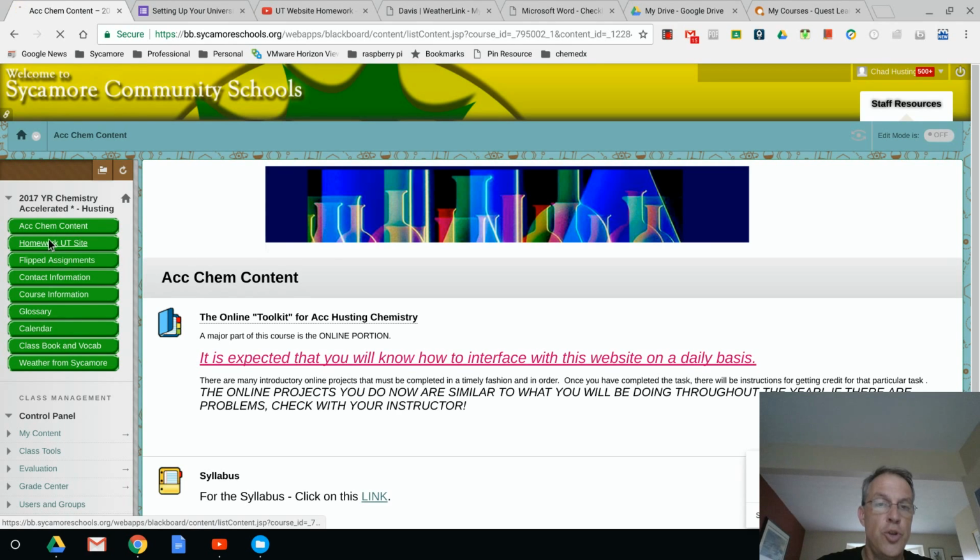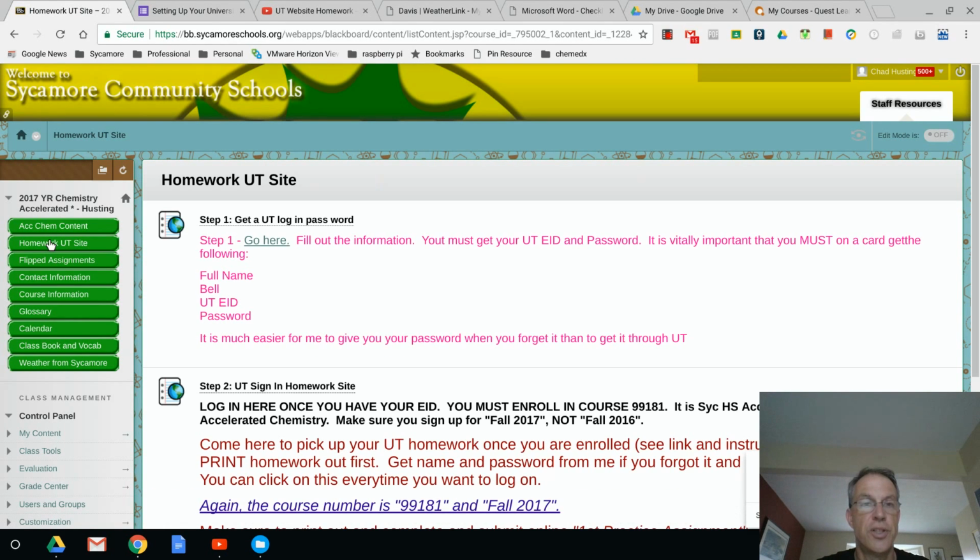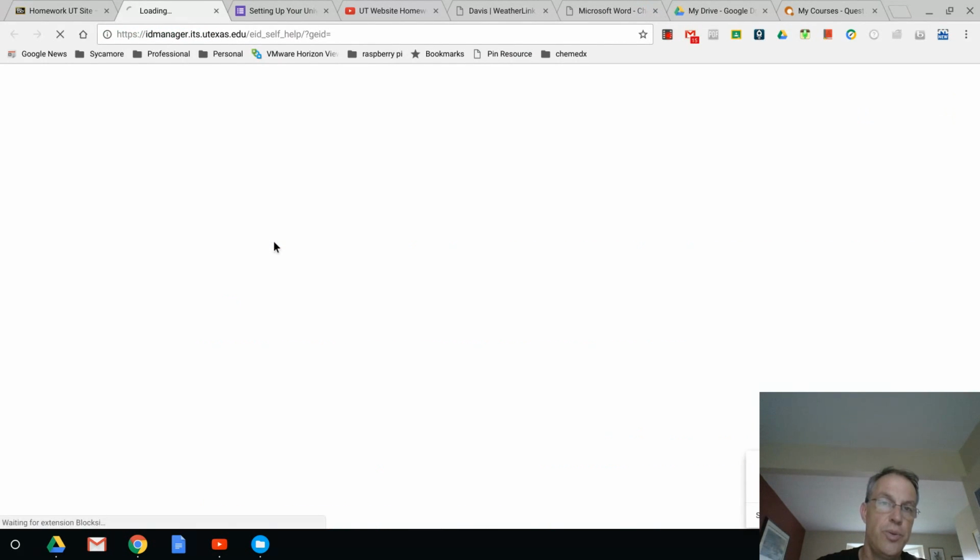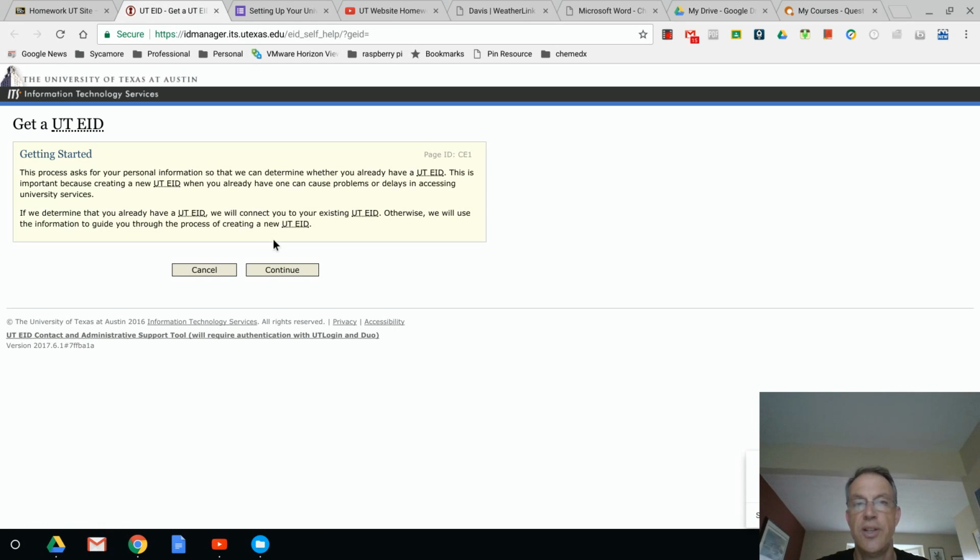So go to the Homework UT website. First thing to do is where it says get a UT login password. You want to go here, and you just need to give basic information to the University of Texas for their educational ID.